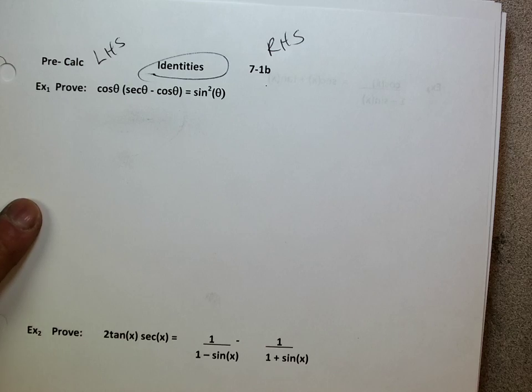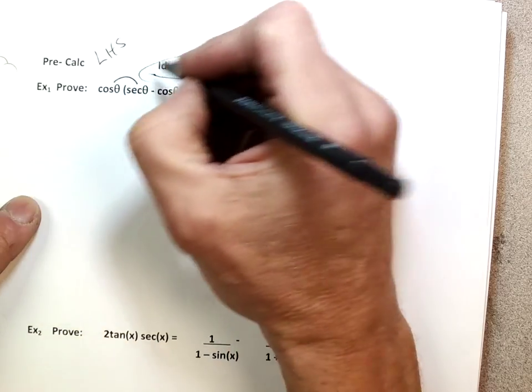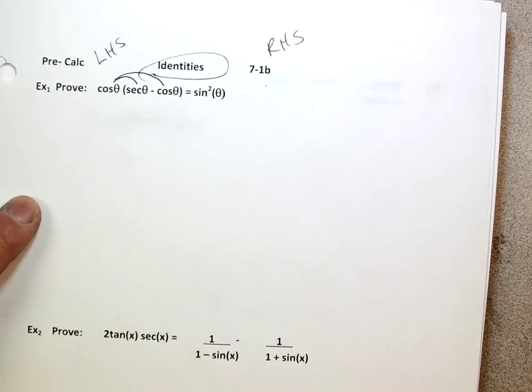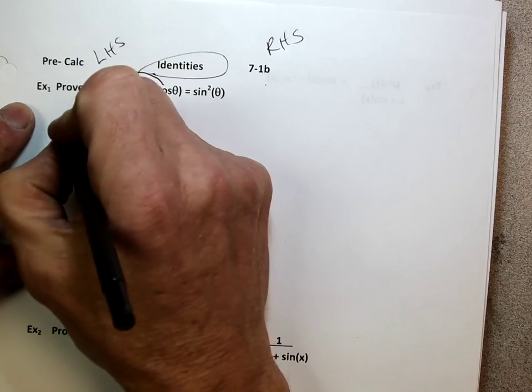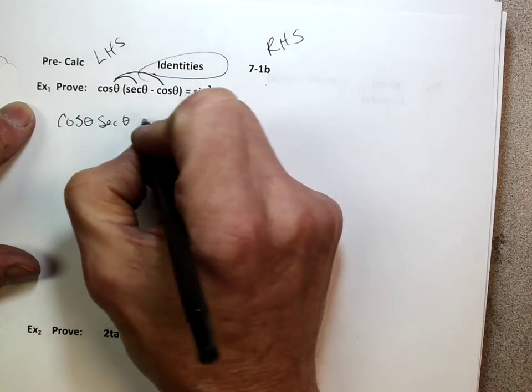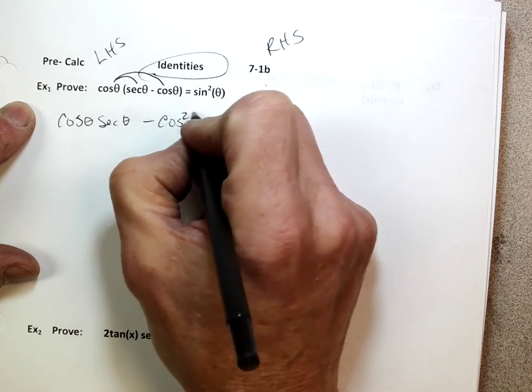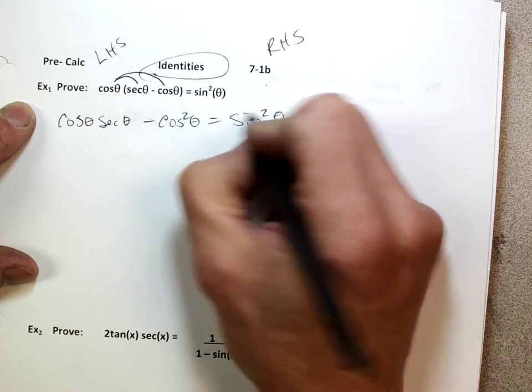So probably what I might do is distribute cosine times secant and cosine times cosine. So let's go ahead and try that and see what we get. So we'll have a cosine theta secant theta minus a cosine squared theta. Okay, and let's see if that does equal a sine squared theta. In fact, I think it does.